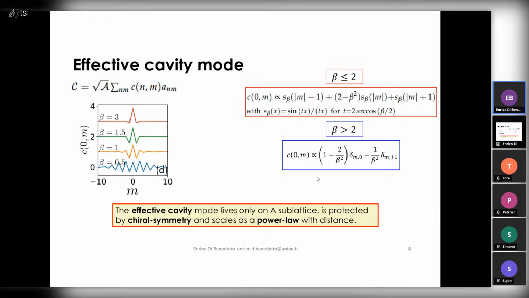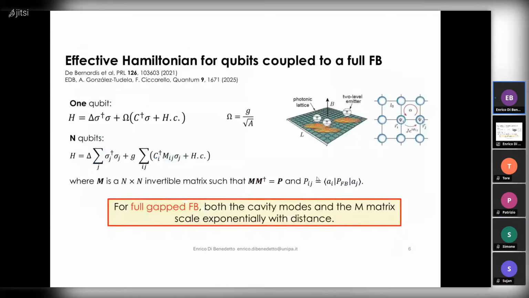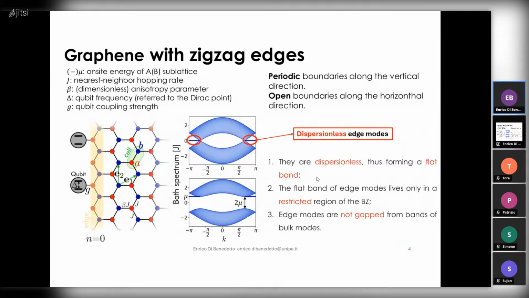Very cool. What is this? Beta is the anisotropy parameter. Sorry. Okay, it's the one that shifts up. Okay. This one.